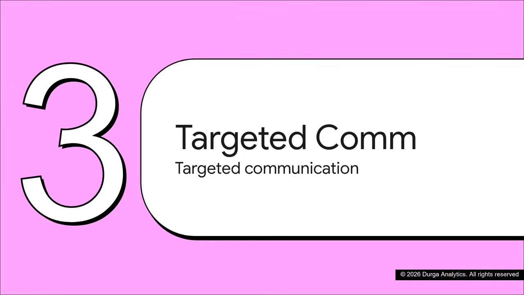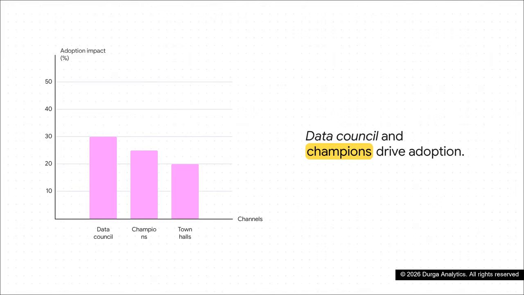All right, Part 3, Targeted Communication Strategies. So, now that we have a forum in place, how do we broadcast our decisions effectively? Now, what's really interesting here is the quantitative data from Durga Analytics on what actually drives adoption. Standing data councils drive 30% of adoption impact. Champions networks drive another 25%. Compare that to static wikis sitting at 15% or office hours at just 10%. Active, human-centered forms vastly, overwhelmingly outperform passive documents or one-off town halls when you're trying to actually change organizational behavior.